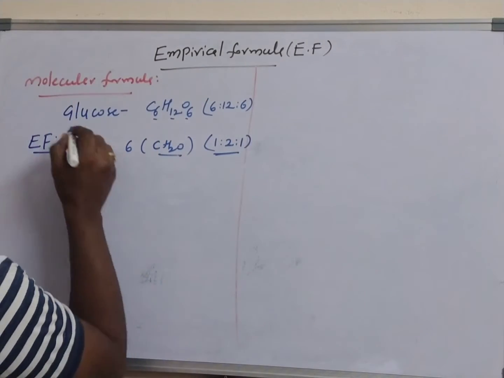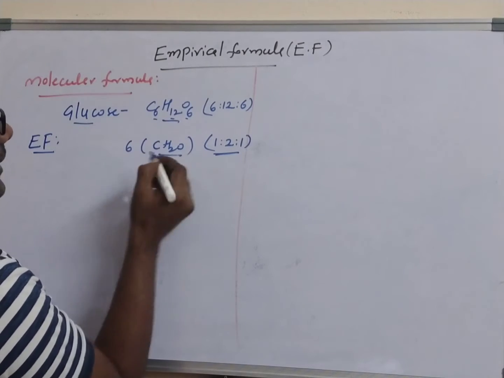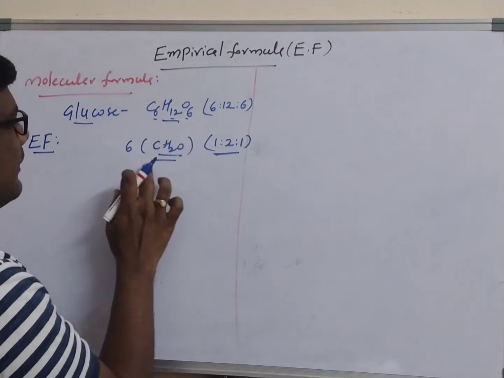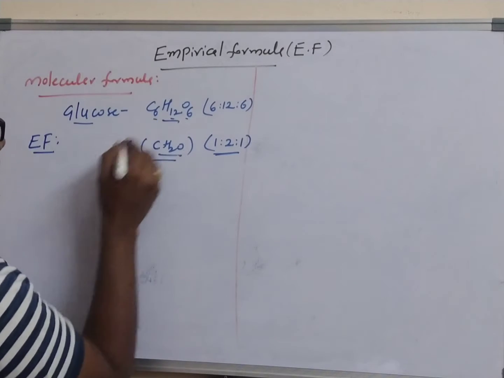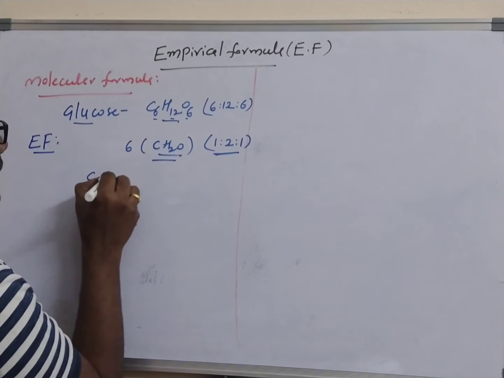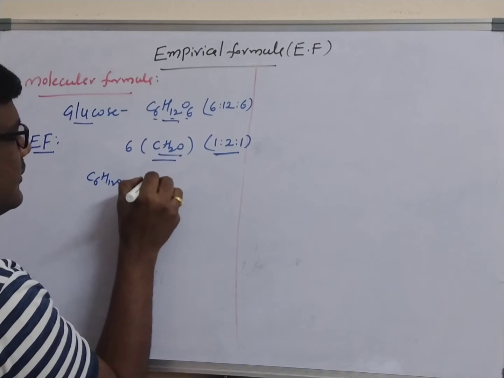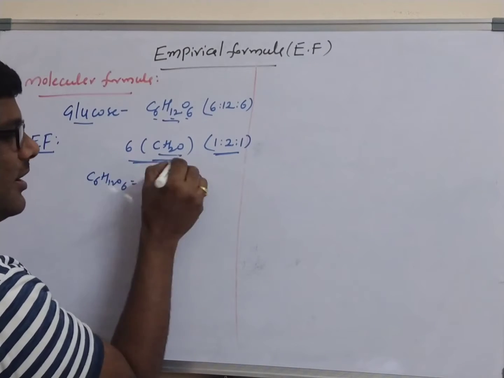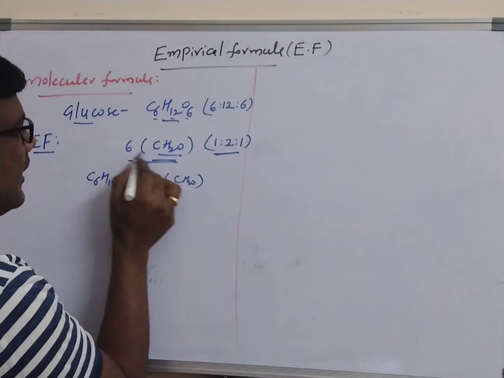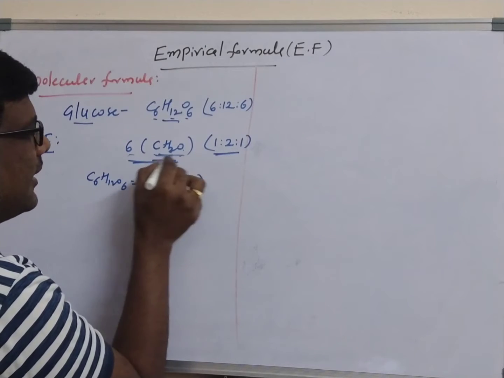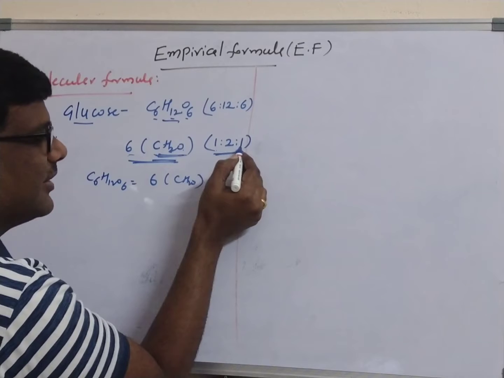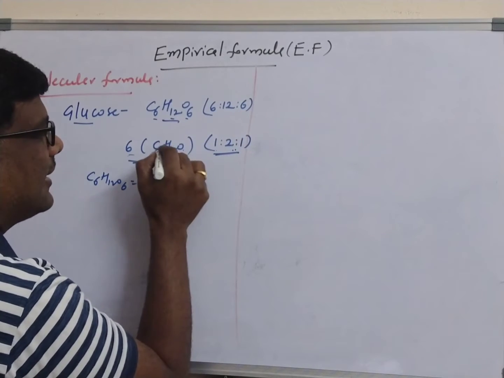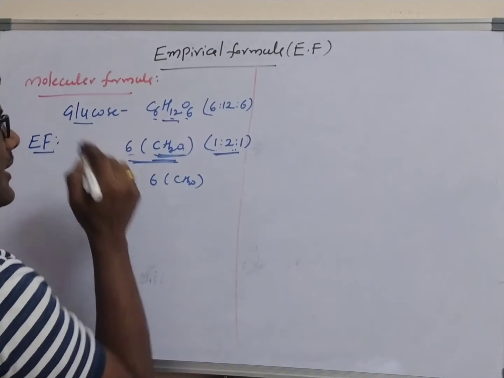Now, this is the molecular formula and this is the empirical formula. What is the relation between the molecular formula and the empirical formula? Look here: C6H12O6 equals 6 into CH2O. This is also a formula of glucose, C6H12O6, but carbon, hydrogen, oxygen are present in the ratio of 1:2:1, which is the simplest ratio.